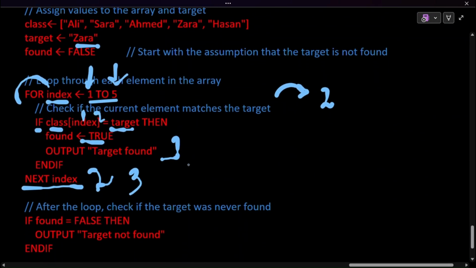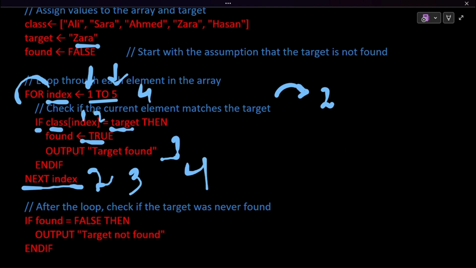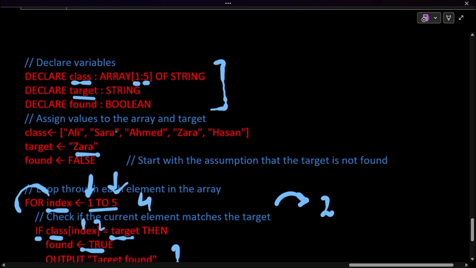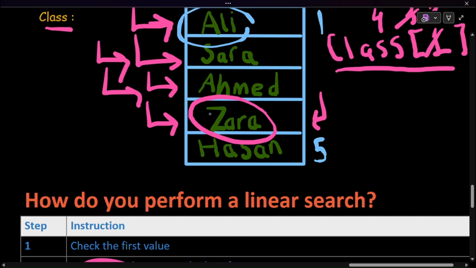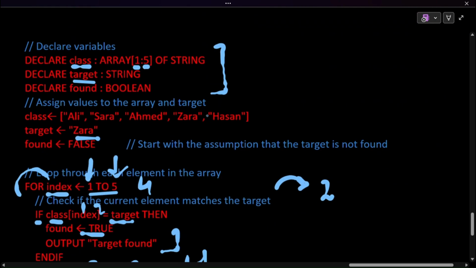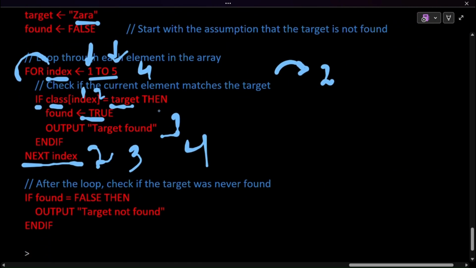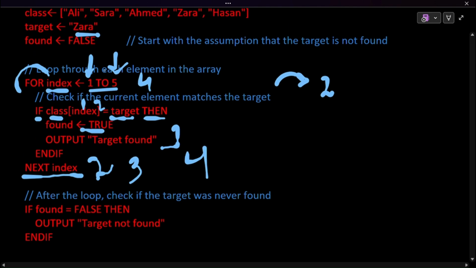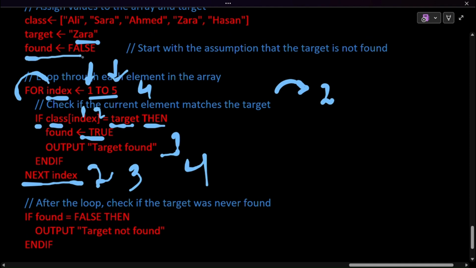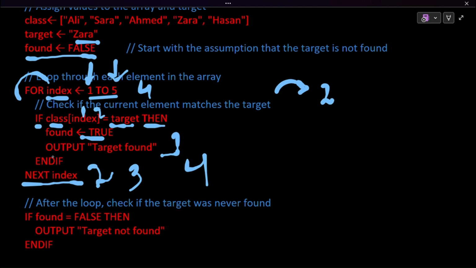अब जब index 4 हो जाएगा, अब इंडेक्स की वैल्यू में 4 स्टोर्ड है. अब क्लास के 4th पोजीशन में इज इक्वल टू टारगेट? जो टारगेट में हमने ज़ारा स्टोर की थी, क्लास के 4th पोजीशन में वो स्टोर हुआ है. Yes, it is true. Then हमने फाउंड को अपडेट करना है. हमने पहले फाउंड में फॉल्स लिखा हुआ था, अब फाउंड में ट्रू हम सेव करेंगे और फिर यूज़र को आउटपुट करेंगे कि the target is found.